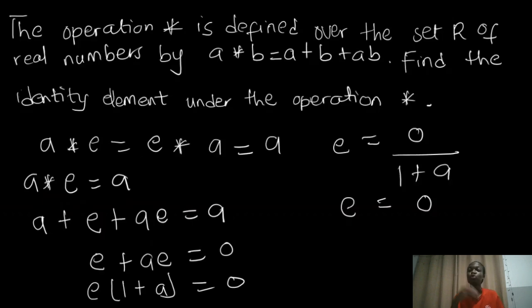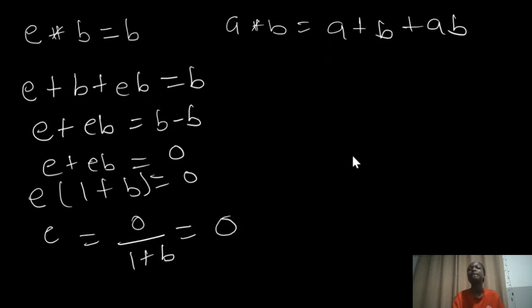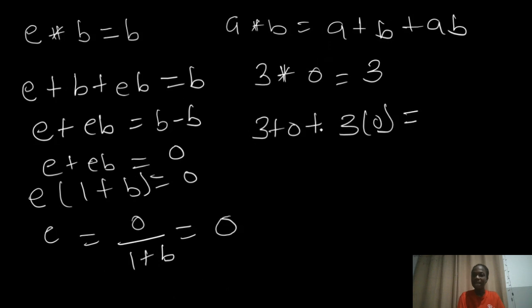So now I want us to use any number and see if, when we operate that number and 0 using the rule they've given us, we get that number. So let's take 3. If I do 3 star 0, I should get 3 because 3 is a real number. So let's put 3 star 0 into the rule. You end up getting 3 plus 0 plus 3 times 0. 3 plus 0 is 3, right? Then 3 times 0 is 0. So we are getting 3. This is telling us that our identity element 0 holds, because now that we are using a real number 3 to do it, we are getting the same number.